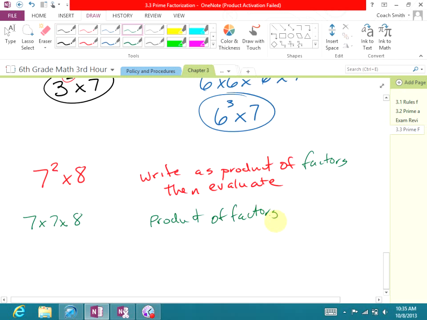Okay, now we need to evaluate it. In other words, we must come up with the answer. So that's 7 times 7, which is 49, times 8. 49 times 8. 392. Okay, and that would be your answer.